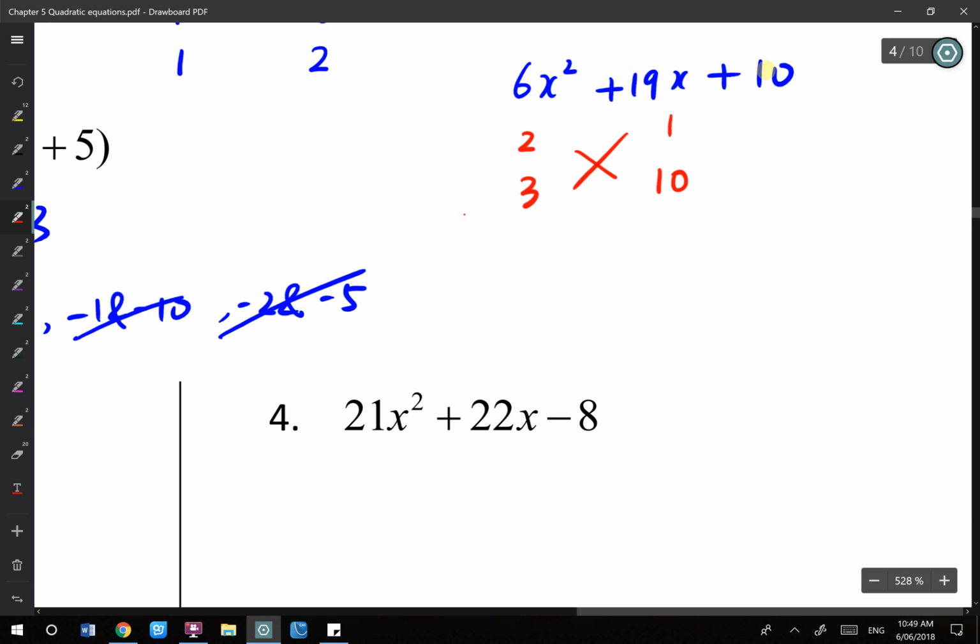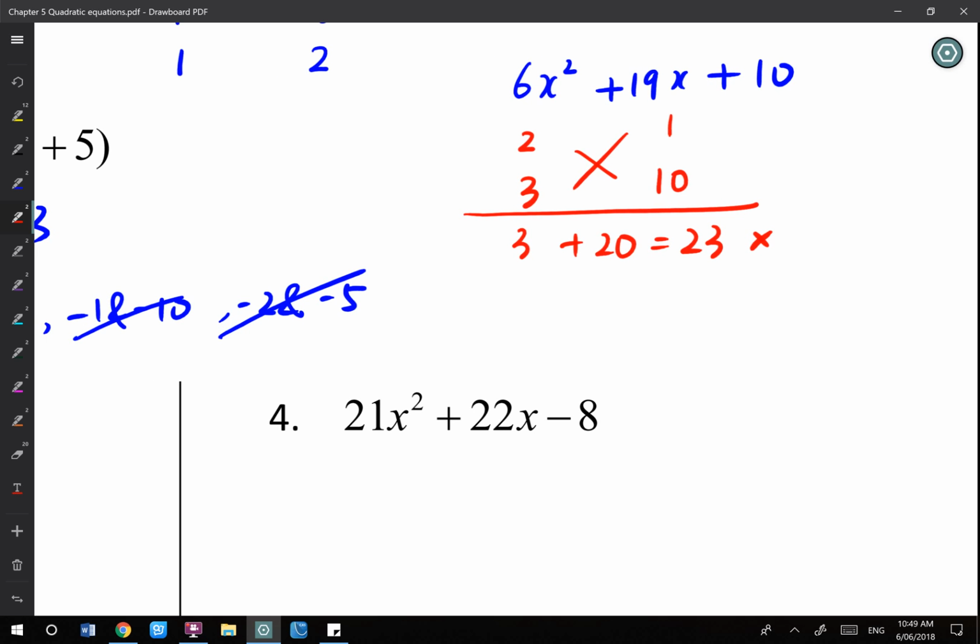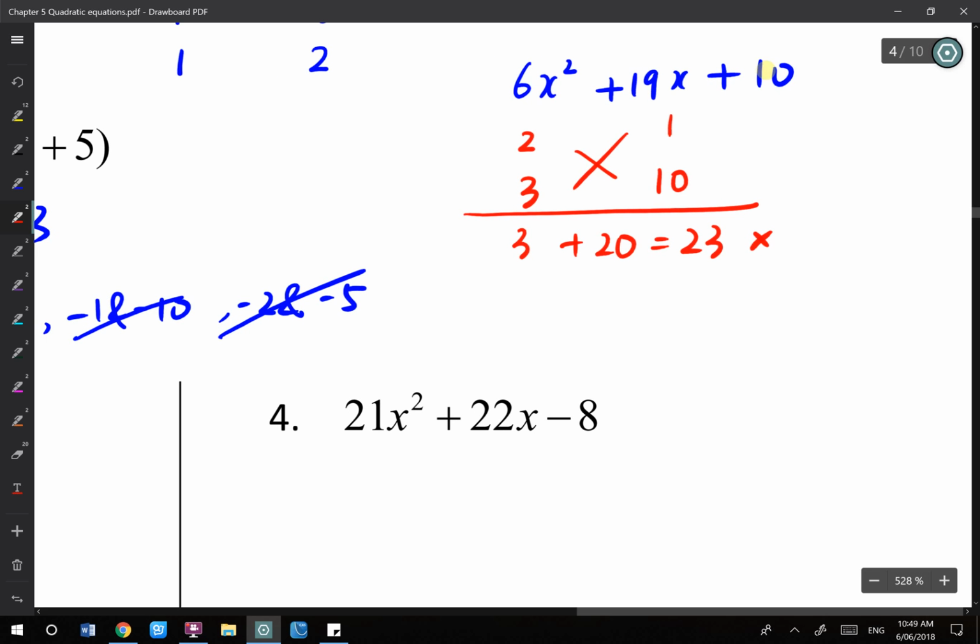So I cross multiply them. That's a 3 plus a 20. That gives you 23. That doesn't work. But what might work? I can go for 2 and 3, but 10 and 1. I change the order. After I change the order, this gives me 30, and this gives me 2. That is 32.